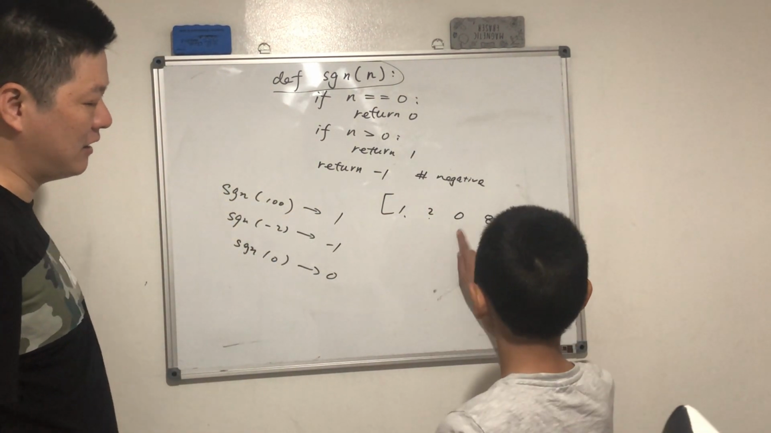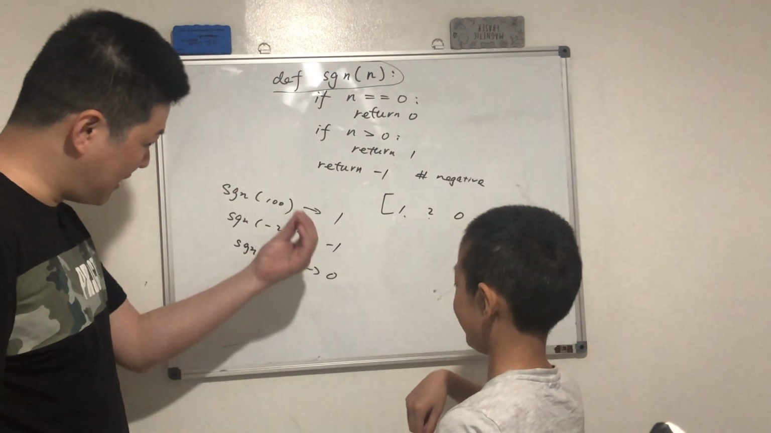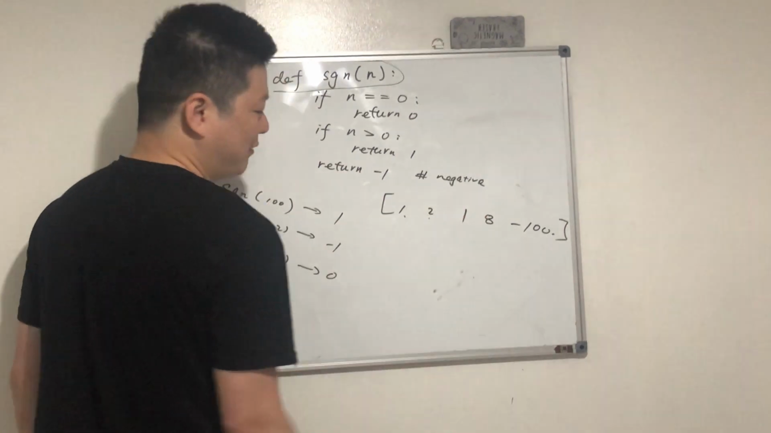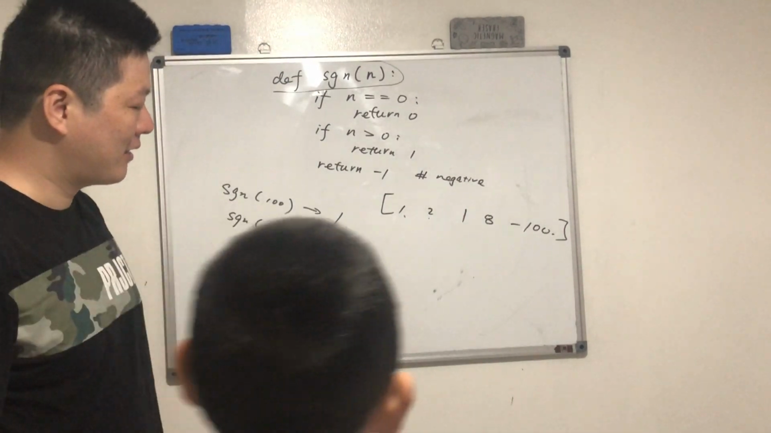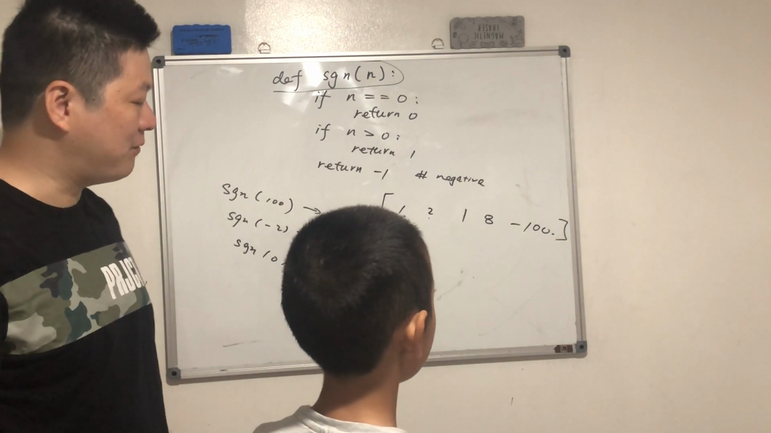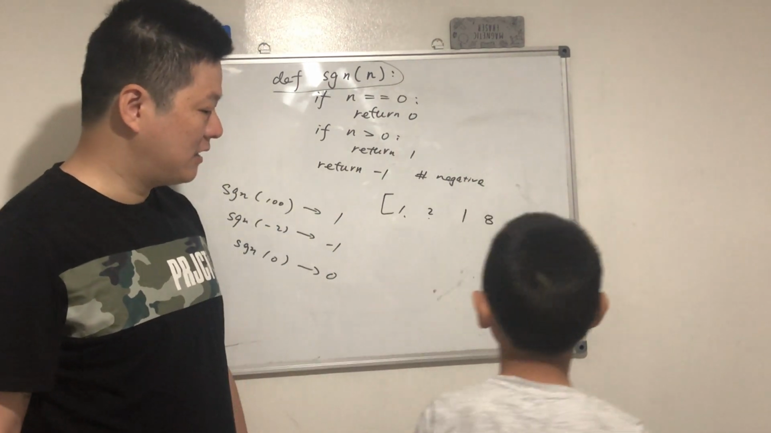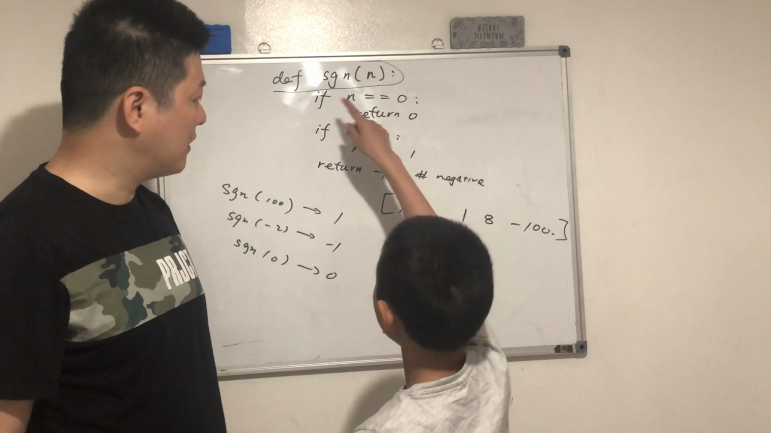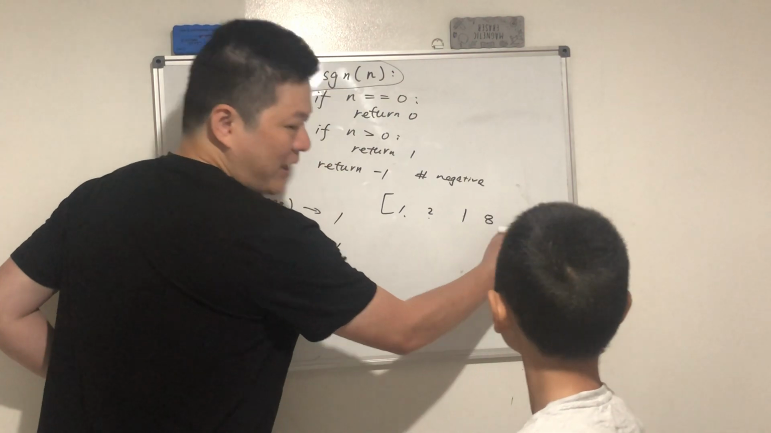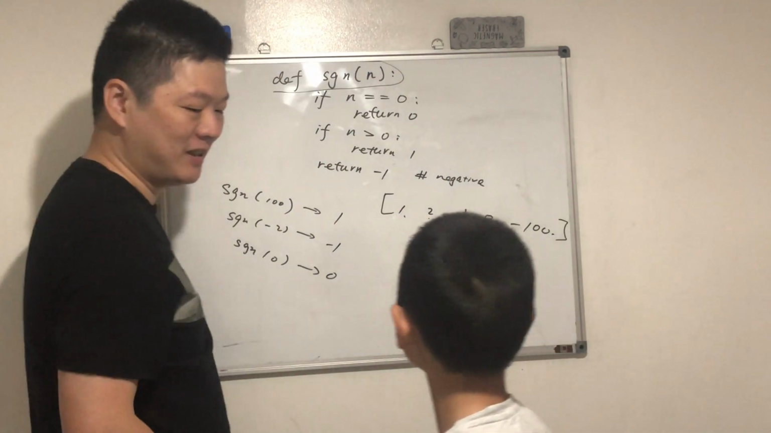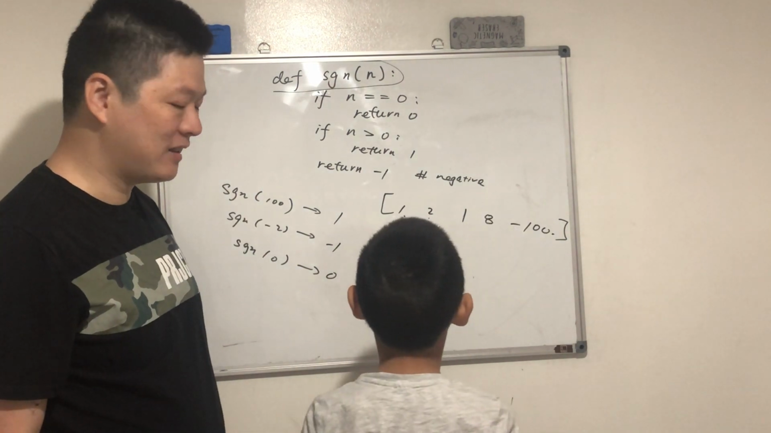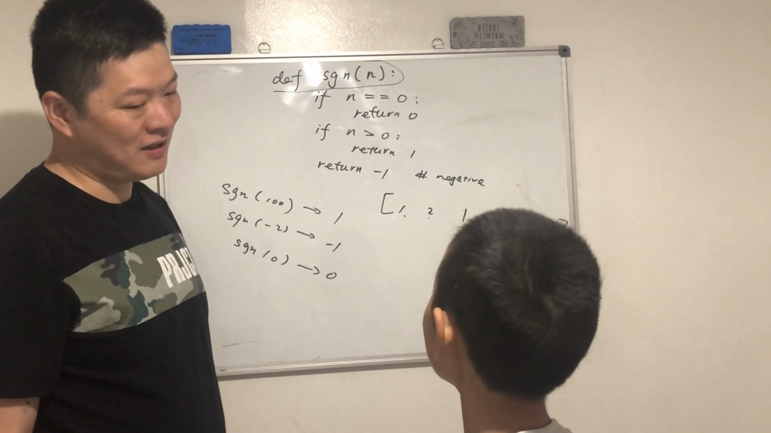If you times 0, it will just be 0. Okay, so there will be 0. If I tell you that it's 1, what's the sine value? First of all you times all these values and then find out the sine value. 1 times 2 times 1 is 2. 2 times 8 is 16. 16 times minus 100.